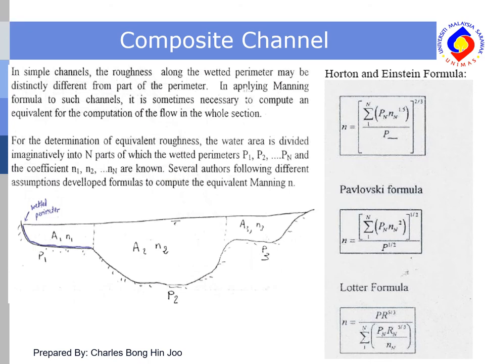For determining this equivalent roughness, the water area is divided imaginatively into n parts, of which the weighted parameters and also the roughness coefficients are known. Several authors have proposed several types of formula to compute this equivalent roughness, meaning n. For example, the equations by Horton and Einstein, Pavlovsky, and also Lotter.